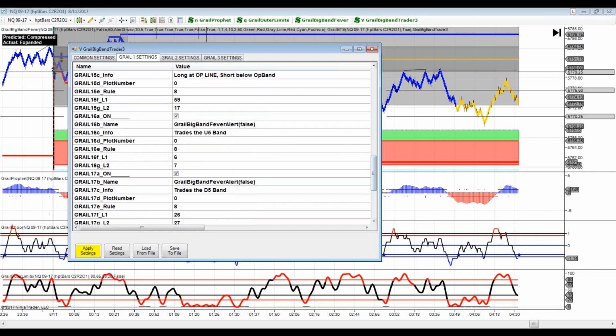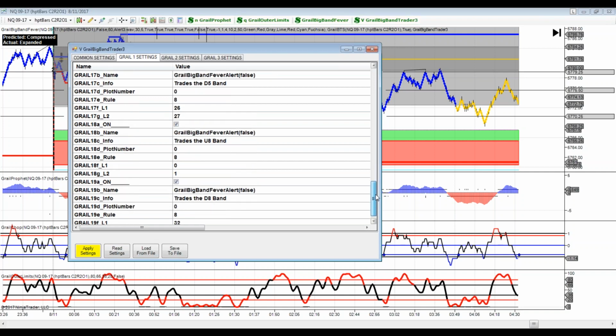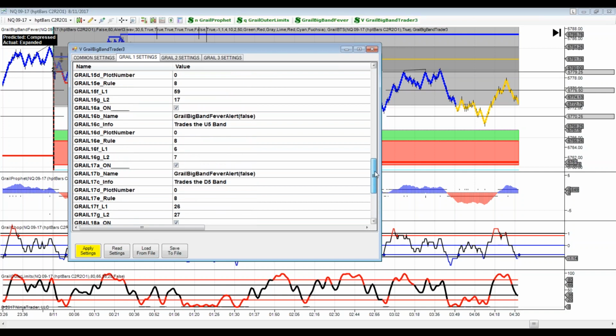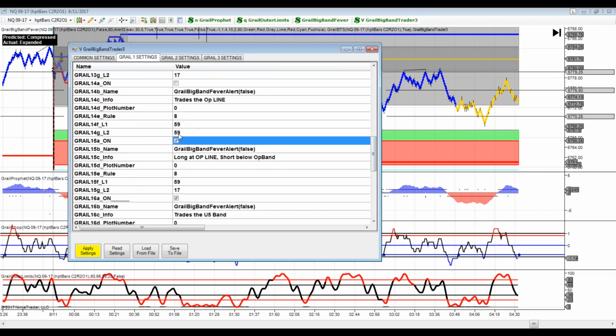Also, it's got the U5 band and D5 band checked again, also the U8 bands and the D8 bands checked. So again, when it comes to the rest of the bands, you can have all those checked, but when you're trading the OP levels, just do one of the three selections here.